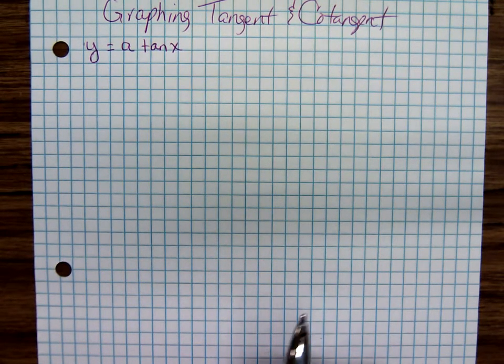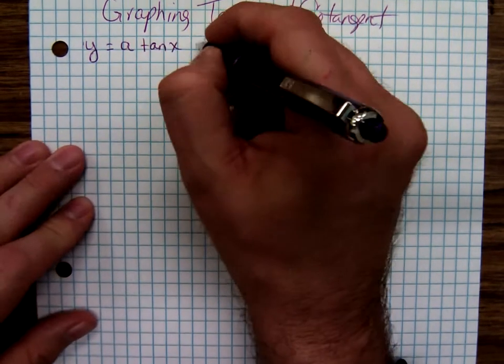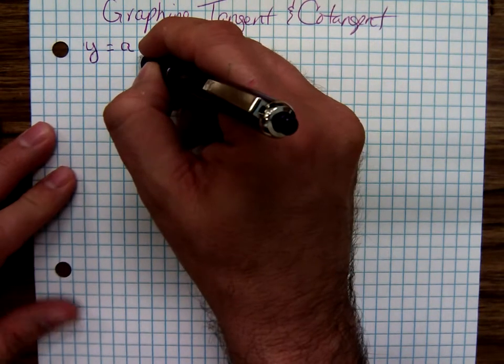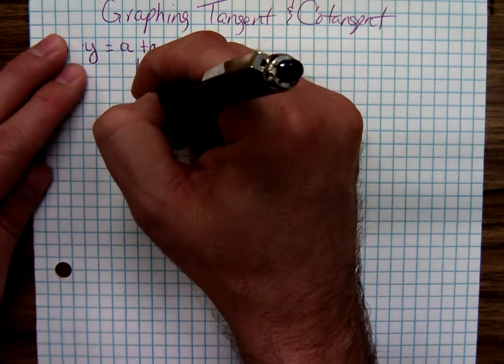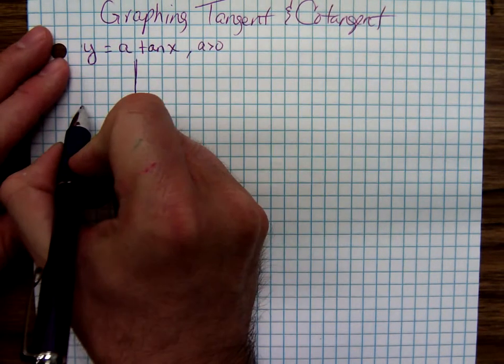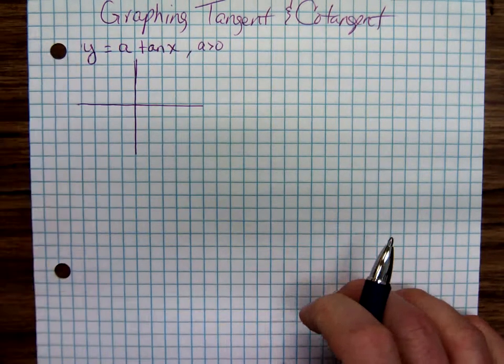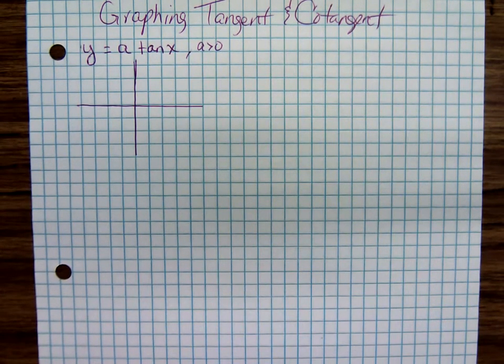We've seen that the graphs of sine and cosine are the only ones that have amplitude defined. A is just going to be some positive number. When we graph these, it's going to be critical that you be able to find those vertical asymptotes. These graphs have these dotted vertical lines that the graph doesn't cross.